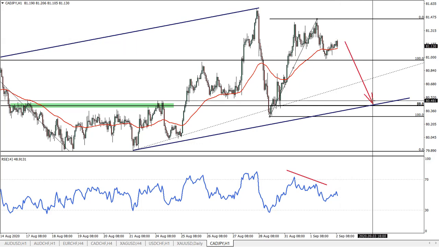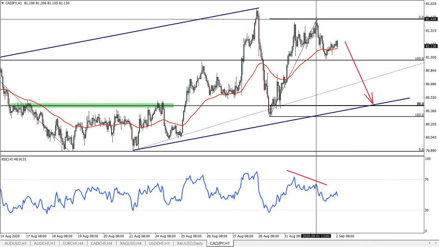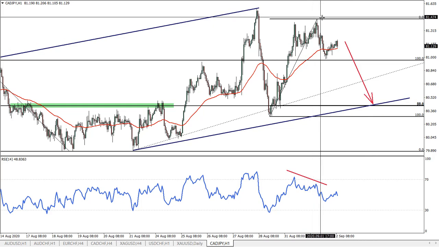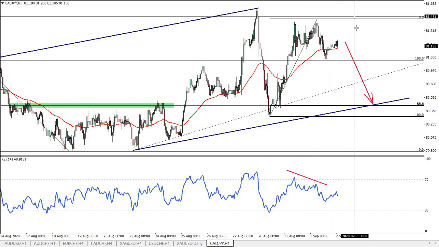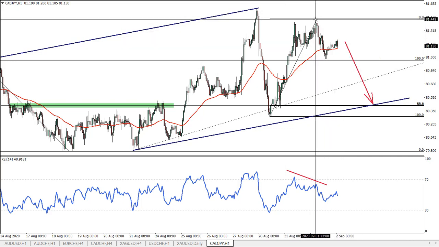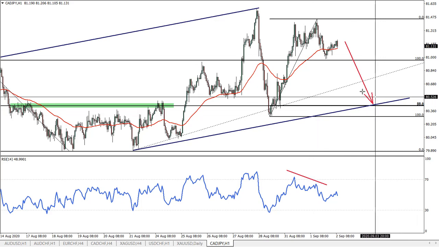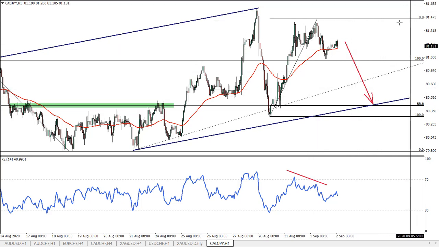I think this will be a fast move, but this is only if price will manage to stay below the recently printed high. We need a daily close above in order to invalidate the bearish scenario. So as long as daily close is below this level, this outlook will remain valid.